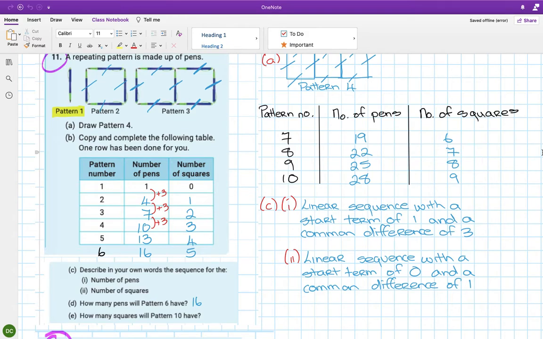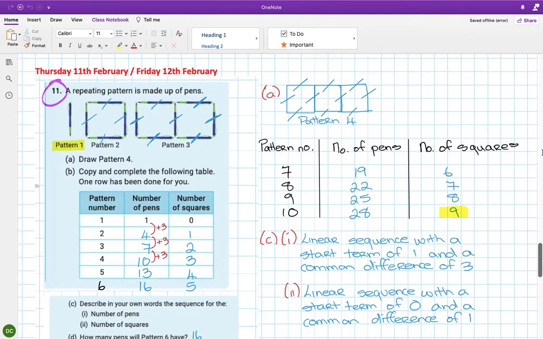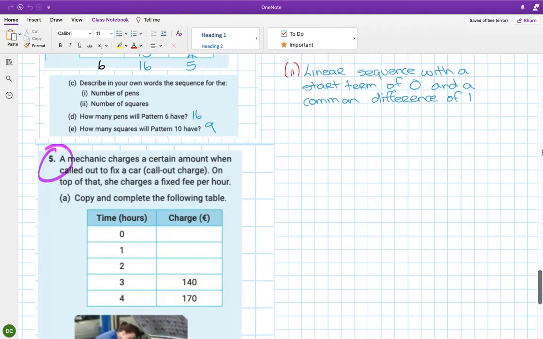So the last question there, part E, how many squares will pattern 10 have? So there's the amount of squares in pattern 10. So 9. Okay, and that's all the answers to the first question. So make sure that you have your copy open and you're marking these and you're making any changes. So if you made a mistake, you change it. If you understand the mistake, that's absolutely fine. If you don't, you need to ask a question, okay?